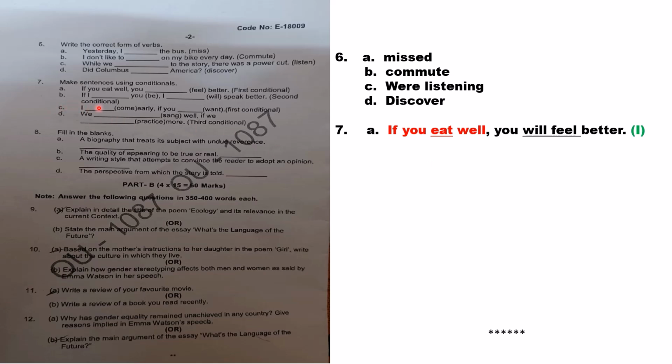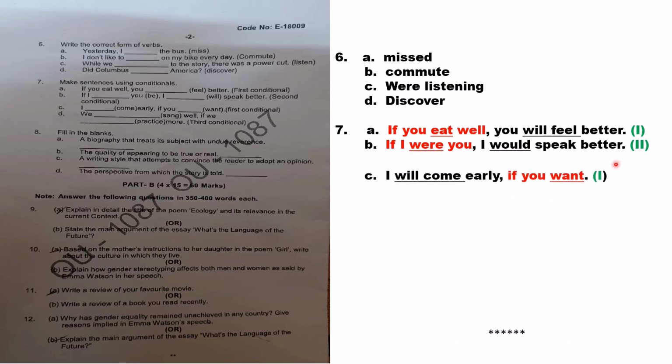Seventh B. If I were you, I would speak better. They want you to use the second conditional. So what happens in the if clause? Past tense has to be used. If I were you, I would speak better. So would speak has to come in the main clause. Okay, that is the second conditional.